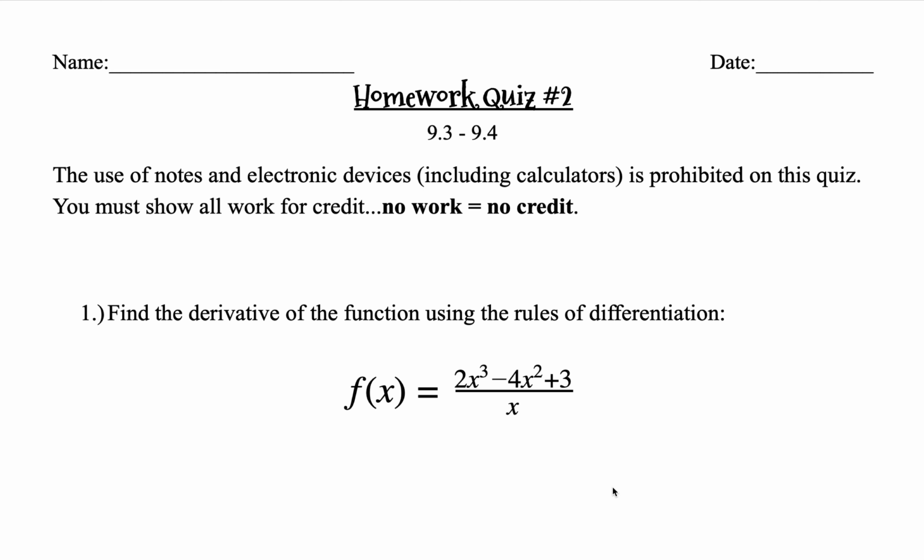9.3 was an introduction to the derivative, including instantaneous rate of change and average rate of change and the idea of change and how that relates to the derivative. We talked primarily about the limit definition of the derivative. In 9.3, we started with the limit as h goes to 0 of f of x plus h minus f of x over h. And we talked about how this was essentially the slope of the tangent line.